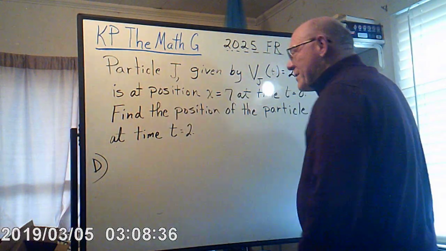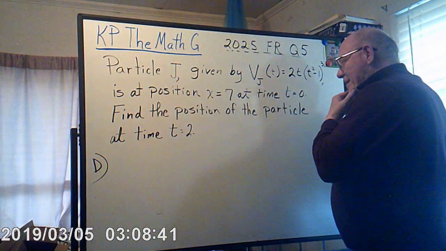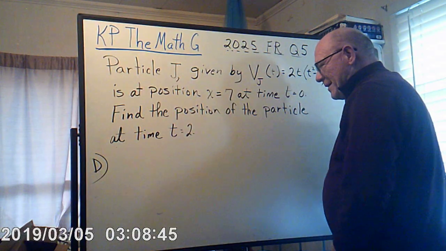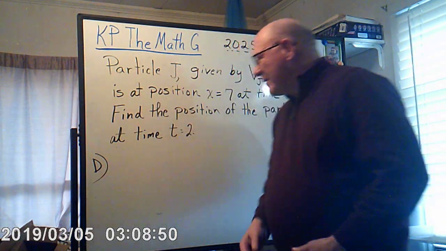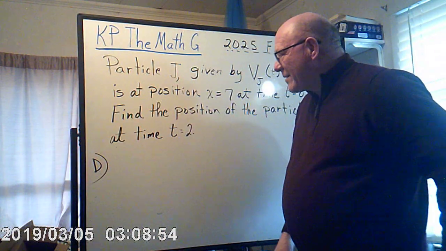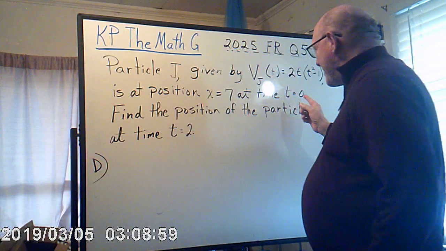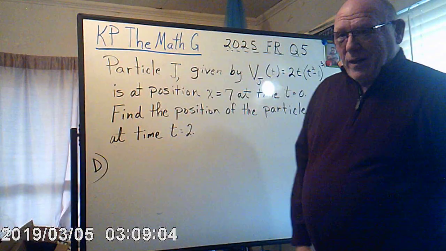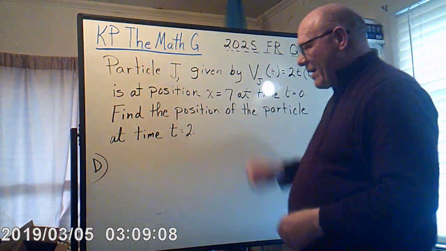is at position x equals 7 at time t equals 0. Find the position of the particle at time t equals 2. So on the x-axis, the position of this particle J is at x equals 7 at time t equals 0. Now it's already there. It's at that point. It doesn't start at 0, it's starting at 7.